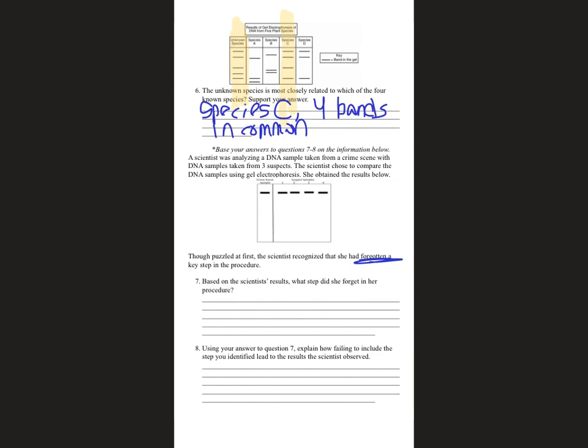So there are 2 things that she could have forgotten to do. She could have forgotten to add the restriction enzyme, which is responsible for breaking up the fragments, or she could have forgotten to power on the electricity. Without the electricity, there are no currents being sent, which will make the fragments move.